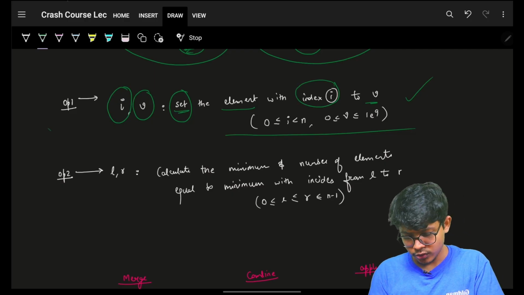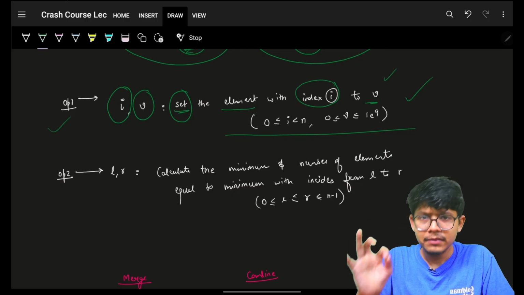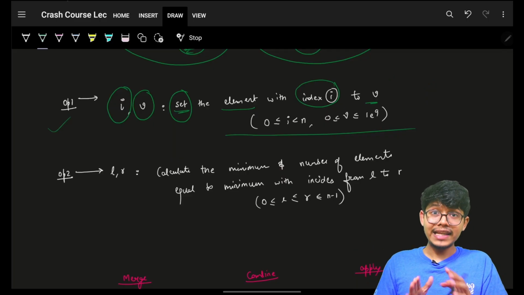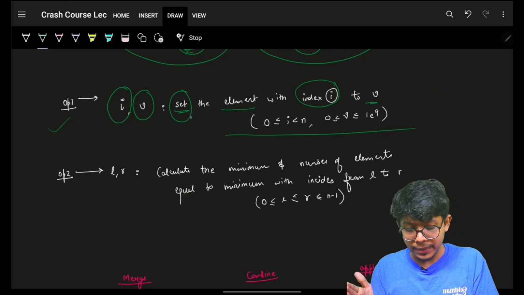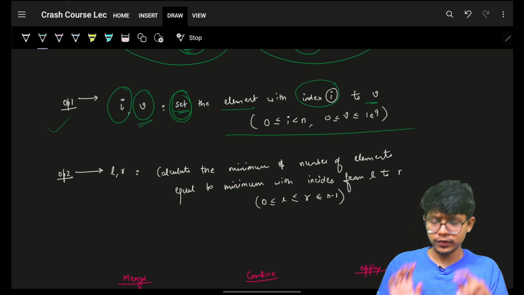Although in this question I have given you, let's say you are modifying the index i with the value v, I will show you how you can modify the entire range, how you can update, how you can set the entire range with the value v. I'll show you both of them.